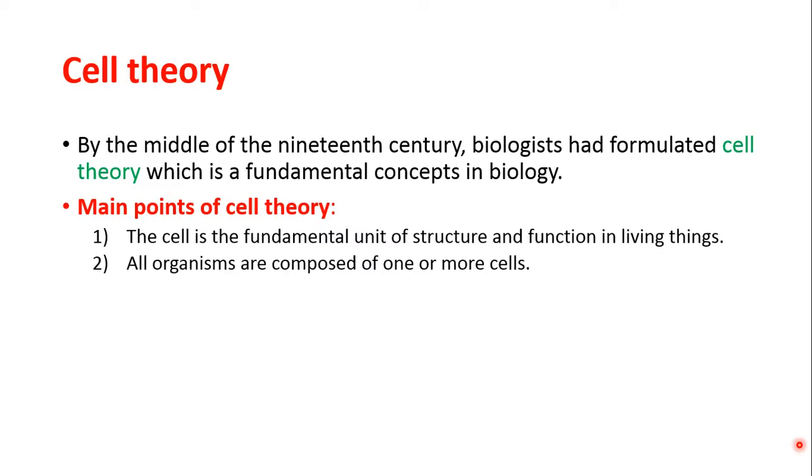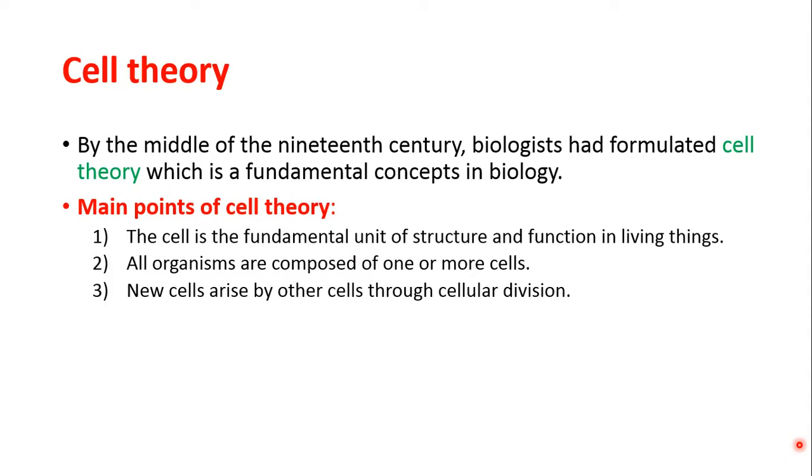Second, all organisms are composed of one or more cells. All living organisms, including unicellular, colonial or multicellular organisms, are composed of one or more cells. In unicellular organisms we see only one cell, but in multicellular organisms we see millions or trillions of cells. So all organisms are made of one or more cells.